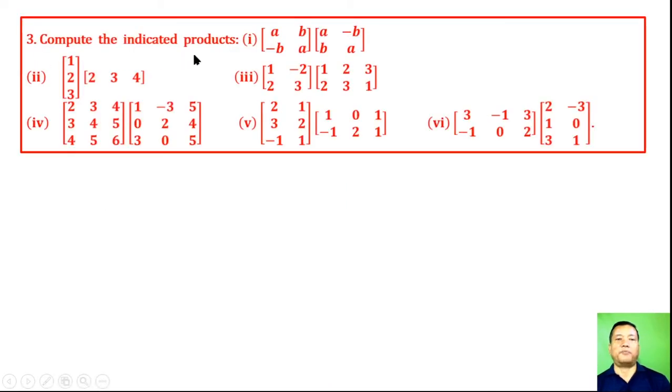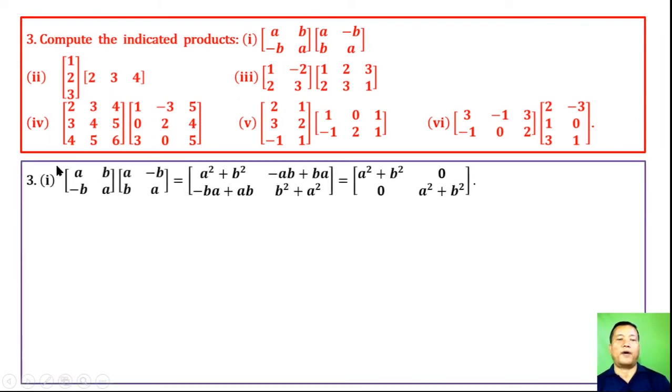Compute the indicated products. First row, first column, we get this. First row, second column, elements multiplied and summed up, we get this. Second row, first column, we get this. Second row, third column, corresponding elements multiplied and summed up, we get this. The length is 0.